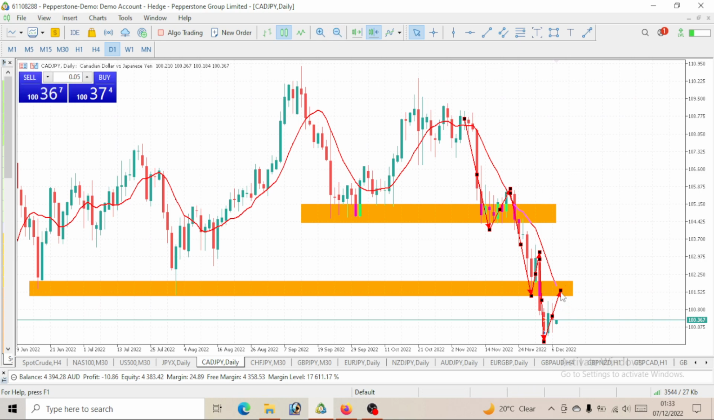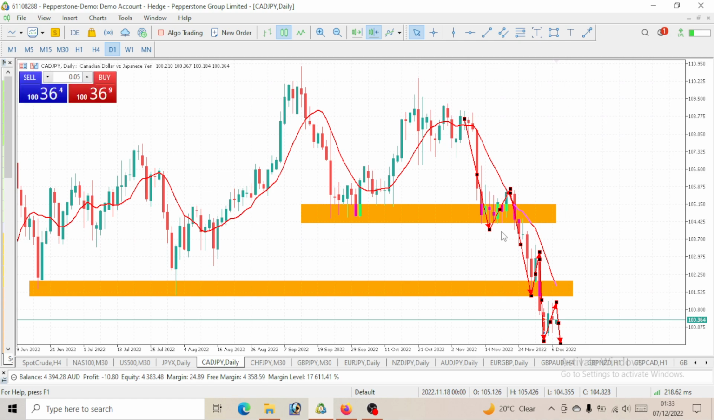After this CADJPY pullback is over, what do you expect next? Of course, we expect a bearish move for CADJPY. Notice that on the 6th of December we actually closed bearish. And you will know that with CAD pairs, especially when you take a look at New Zealand CAD, you see the New Zealand dollar is going against our CAD. Take a look at Euro CAD, you see Euro is going bullish against our CAD. You see CAD is falling massively.